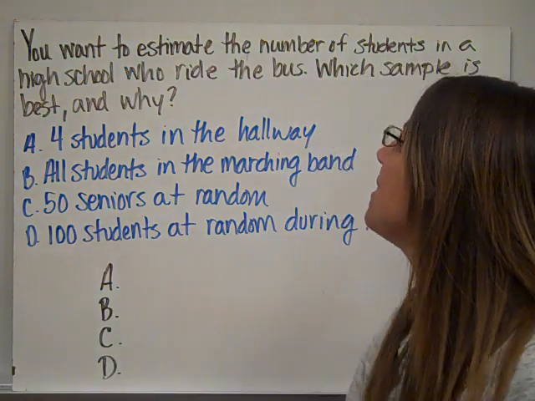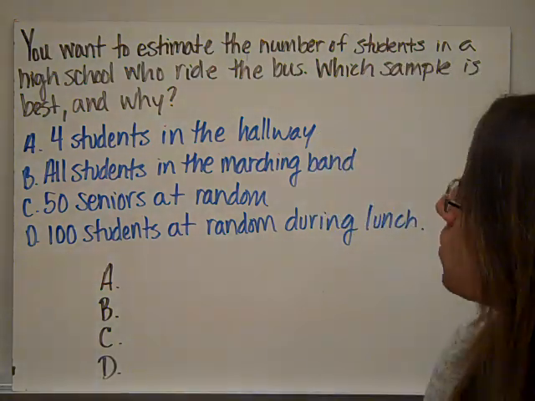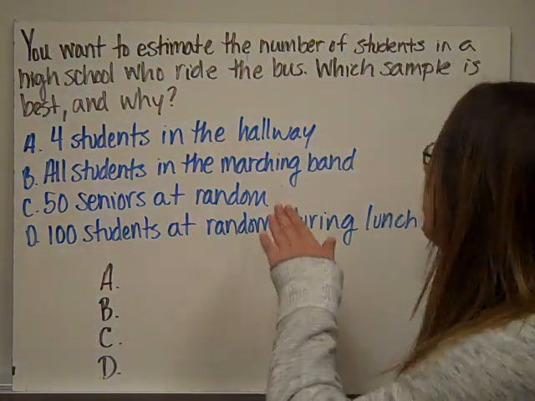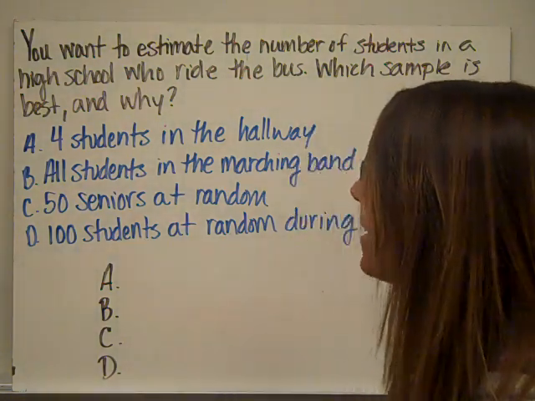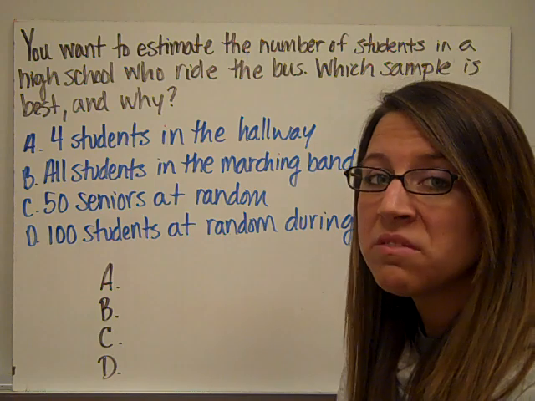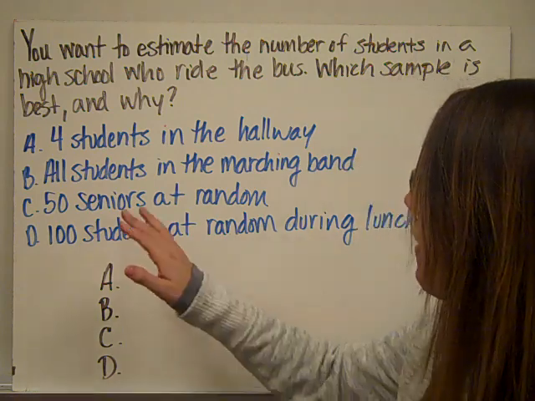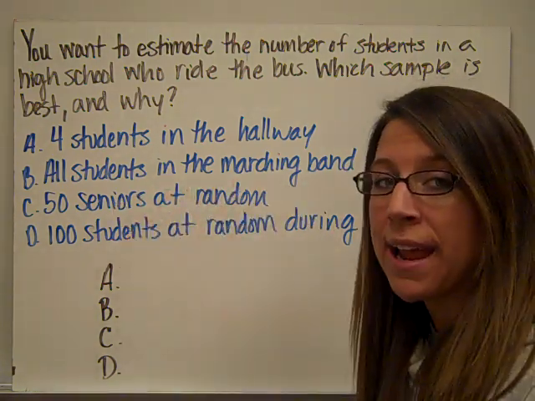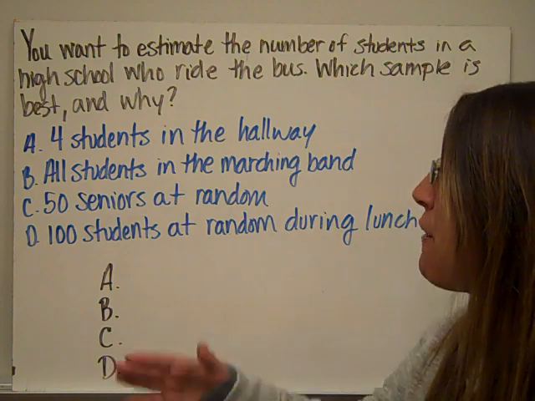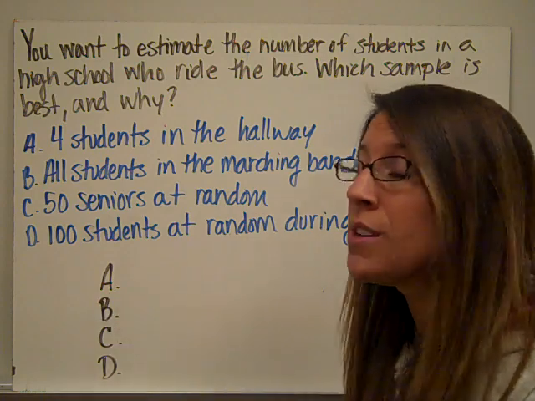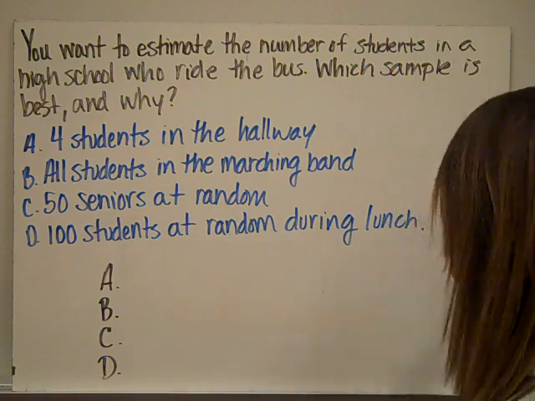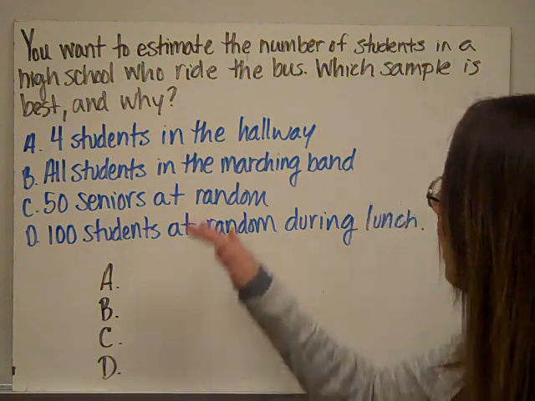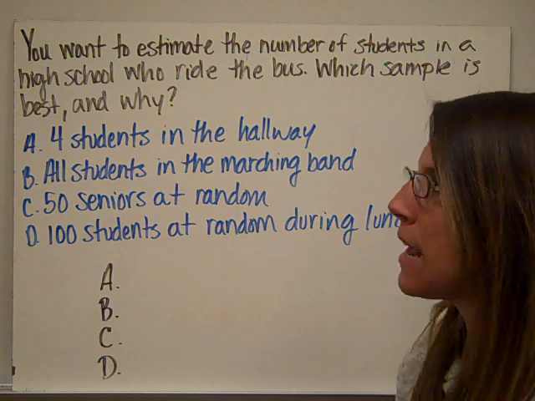So say you want to estimate the number of students in a high school who ride the bus. Which of these 4 samples is the best, and why? Well, we could survey 4 students in the hallway. We could survey all students in the marching band. We could survey 50 seniors at random, or we could survey 100 students at random during lunch. So which of these would be the best sample?